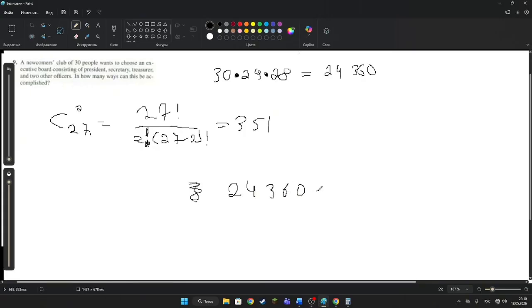And it's going to be 8,550,360 ways to choose president, secretary, treasurer, and 2 other officers from the 30 people.